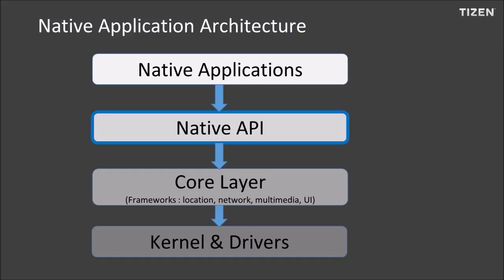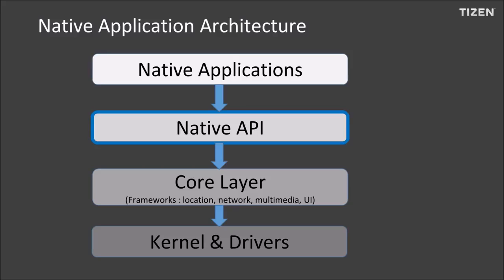The core layer consists of a set of frameworks which handle the interaction with the kernel and device drivers. Each framework performs a very specific function like telephony, multimedia, display system, etc. These frameworks are part of the Tizen platform and are built using a combination of open source and custom-built software components. The core layer abstracts the complexity of handling a diverse set of frameworks by providing the native API.